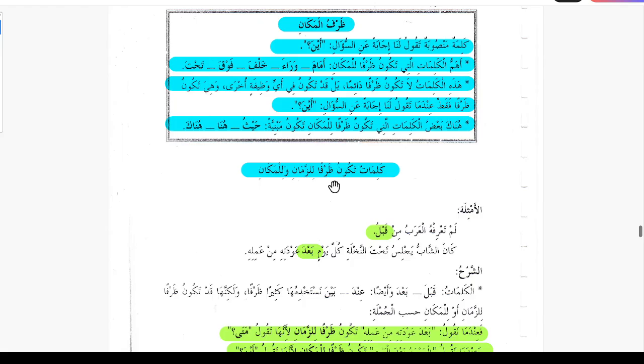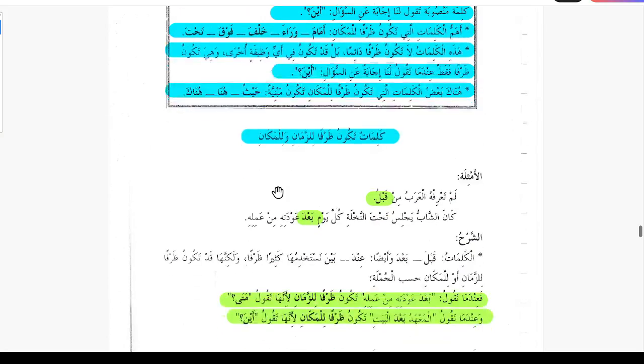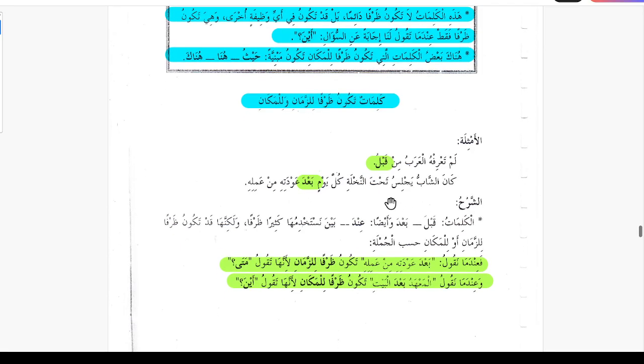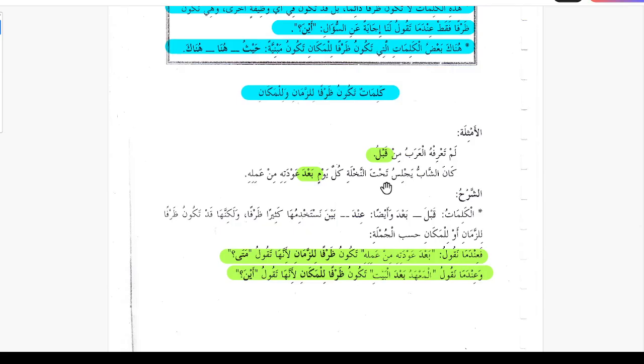Now there are some words that are used for adverb of time and place, so they can be used for both. For example, lam tarifhu al arabu min qablu. The Arabs didn't know it before. Kana shabu yajlisu takhtan nakhlati, the young man was sitting under the palm tree, kulla yawmin, every day, ba'da awdatihi min amalihi, after his return from his work. So he was sitting under the tree after he used to return from his work, so he was sitting there.